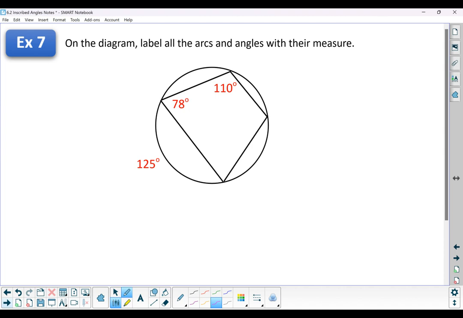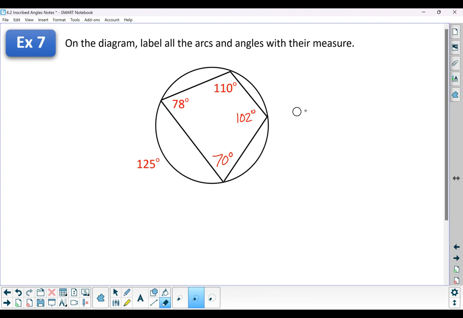All right, so let's do this example. I have a quadrilateral. It has 2 inscribed angles that are given to me and 1 arc. So let's start with those opposite angles now that we know they add up to 180. If 110 plus this angle have to equal 180, we can calculate the size of that angle. That's 70 degrees. And this one will have to be 180 minus 78, which is 102 degrees. So we've calculated all of the angles in the quadrilateral.